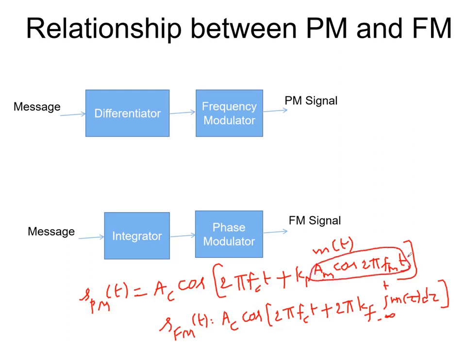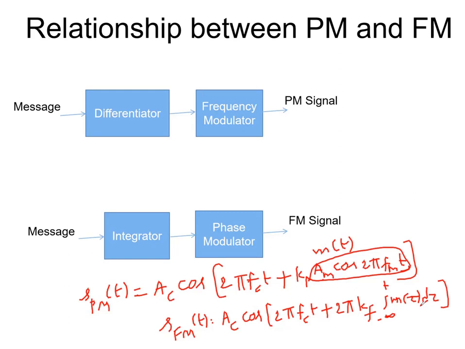Now if you observe the basic difference between these two, for the phase modulated signal the phase sensitivity kp is multiplied with the message, whereas for the frequency modulated signal the frequency sensitivity is multiplied with the integration of the message. That's why it's very simple.